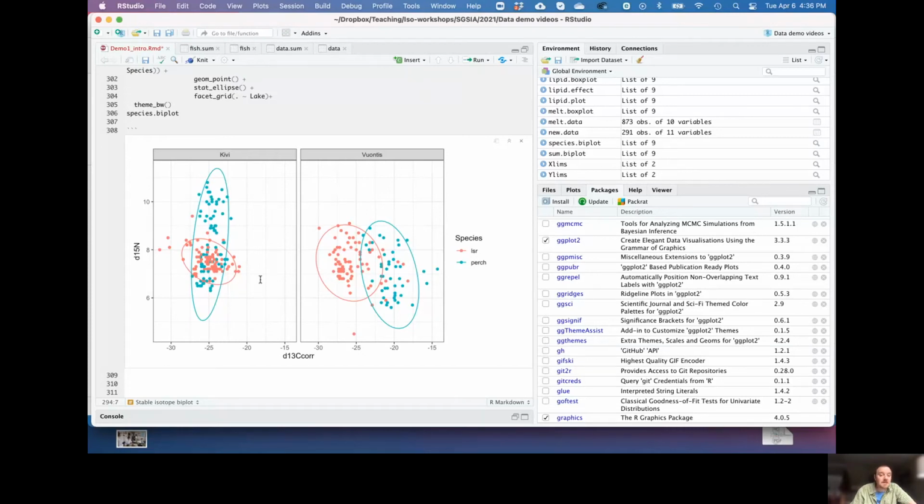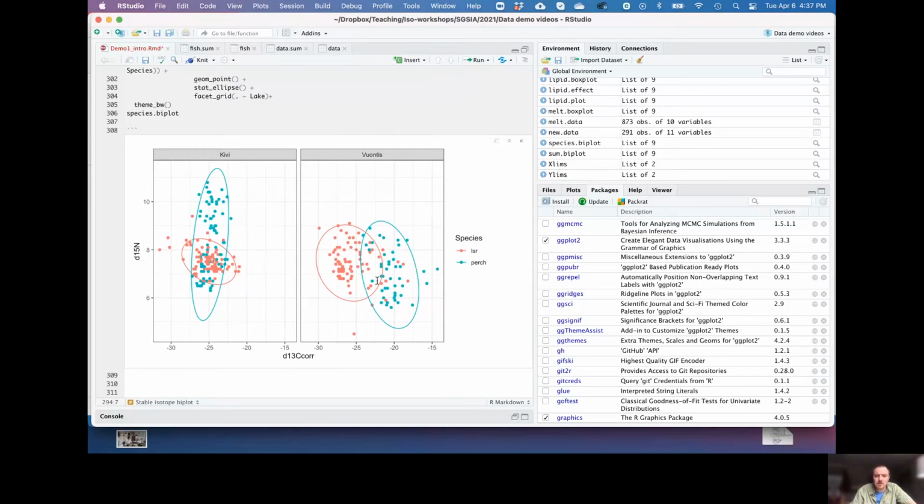And we can see the difference between these two species in terms of their isotope ratios is really different between the two lakes. In Lake Kiwi, we've got whitefish and half the perch very much in the same space. Their isotope ratios are around minus 25 for carbon, and around 7 to 8 for nitrogen for the majority of the whitefish and half of the perch. But we also see another group of perch, which are enriched in 15N over whitefish.